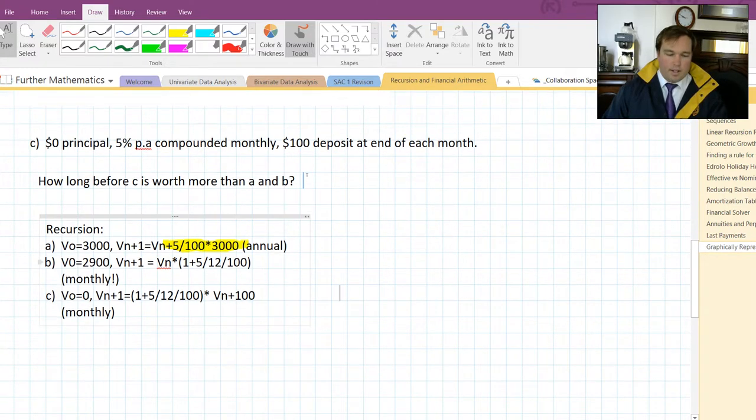Right? To make this easier for us, you see how we've got 2 monthlies and 1 annual. And I doubt you'd have to do this in an exam, but it's worth looking at. How would we make this recursion relation from annual to monthly?